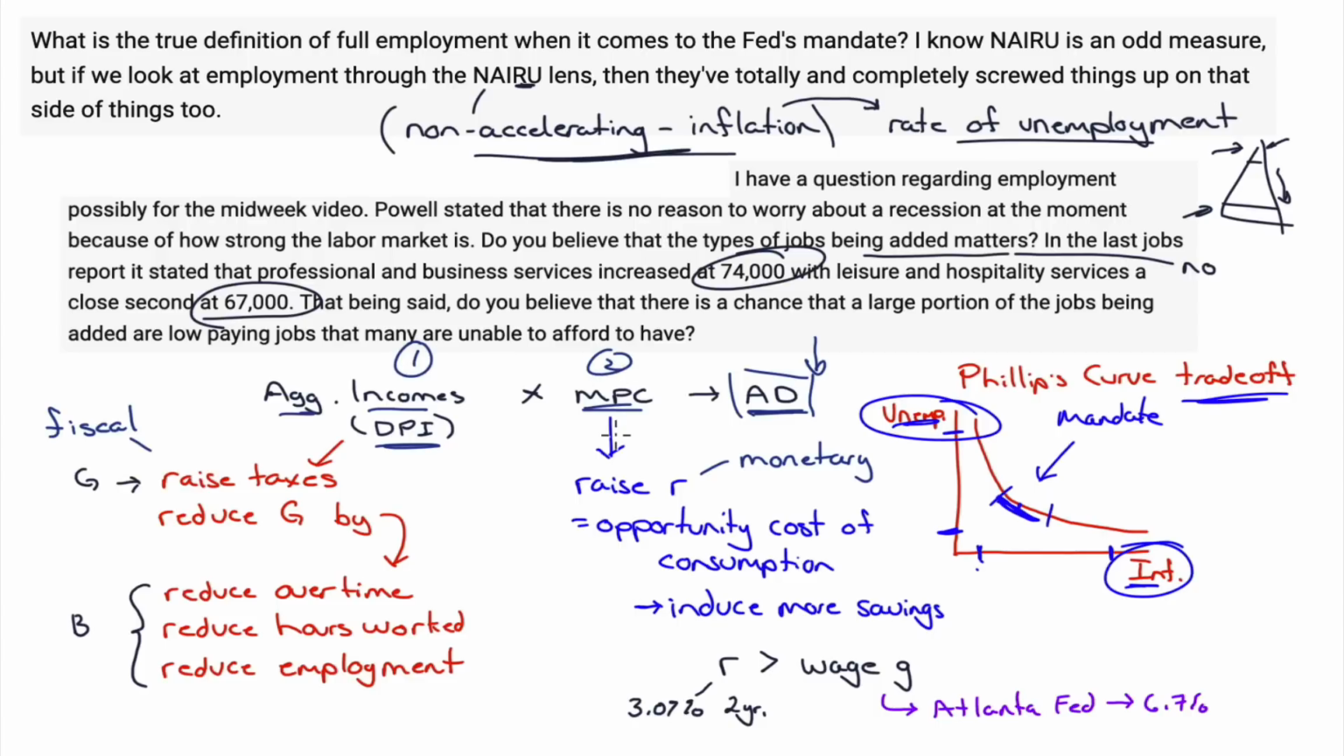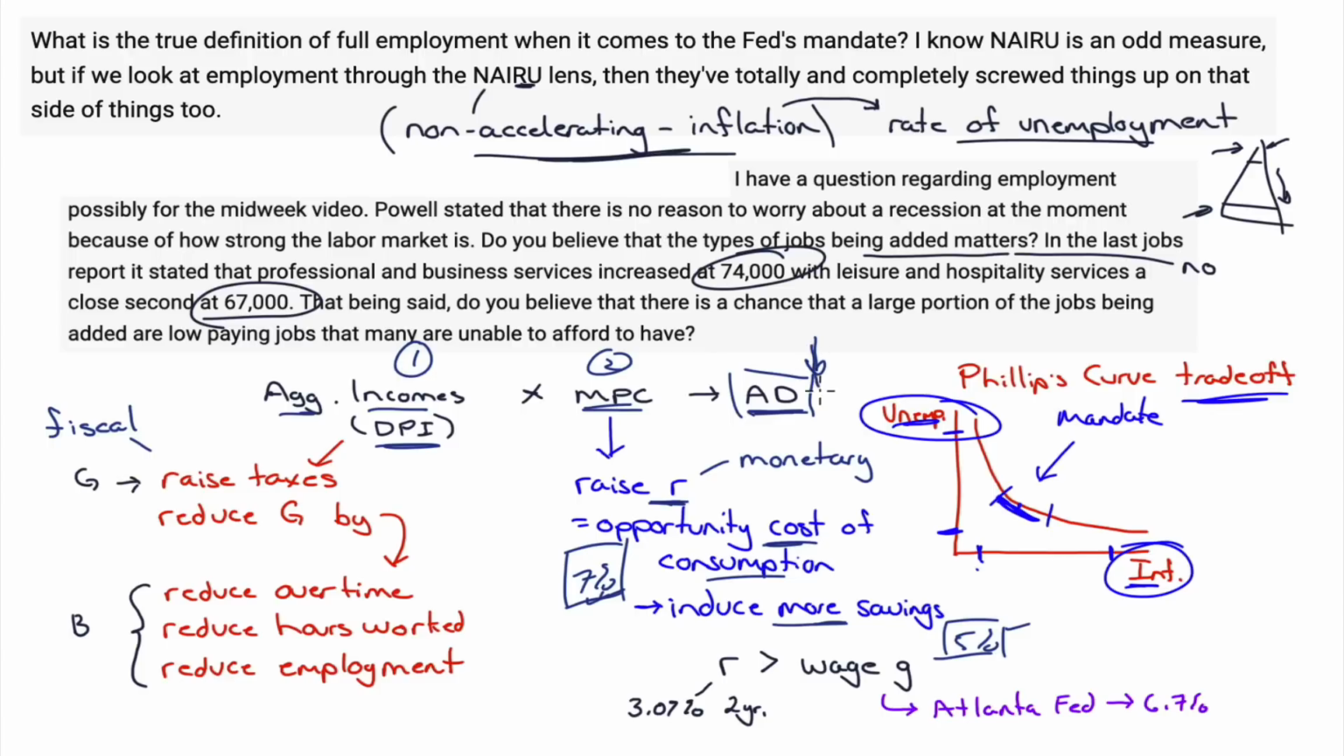Let's look at the marginal propensity to consume. Raise the level of interest rates in the economy. That is monetary policy. Why would that lower the marginal propensity to consume? Because it raises the opportunity cost of consumption and induces more savings. So let's say that I can get a 7% yield on a government bond. And let's say my wages are growing at 5%. 7% is greater than 5%. Why work more hours when I can have my money work for me? You would induce more savings and you would lower the marginal propensity to consume.